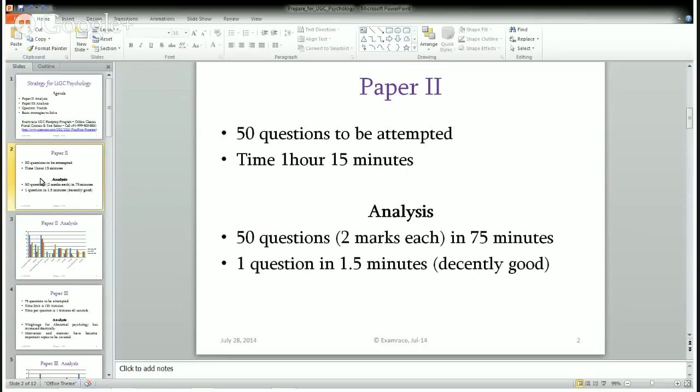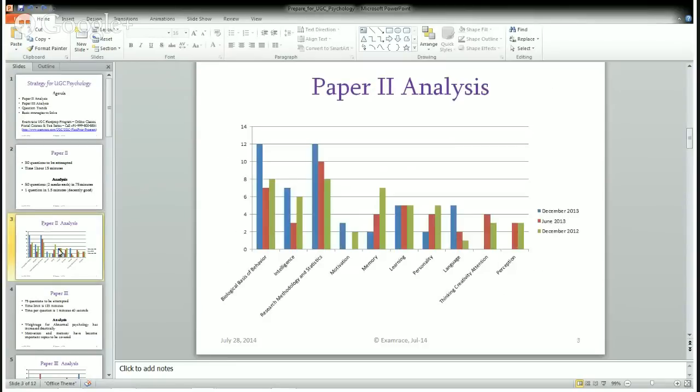Now, in paper 2, let's understand the trend of examination. We have December 2012, June 2013, and December 2013 that we are discussing in this slide. Let's see how the number of questions has changed. More or less, the questions on most topics are similar, except for 3 topics where the importance has gone up drastically. The first is biological basis of behavior. So you have neurons, brain structure, genetics, endocrine system, hormonal changes. All that goes into the biological basis of behavior.